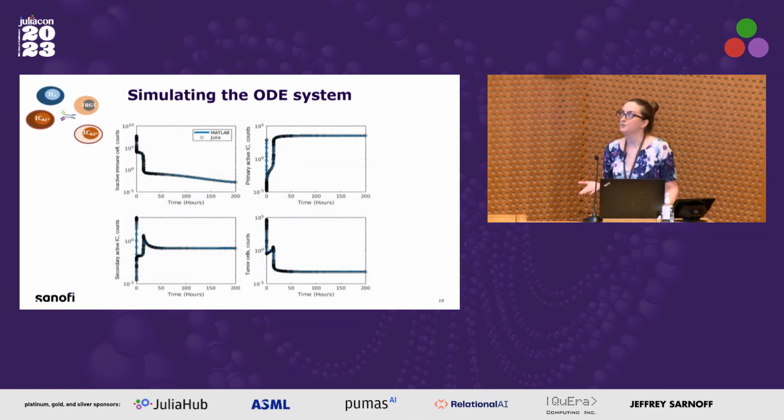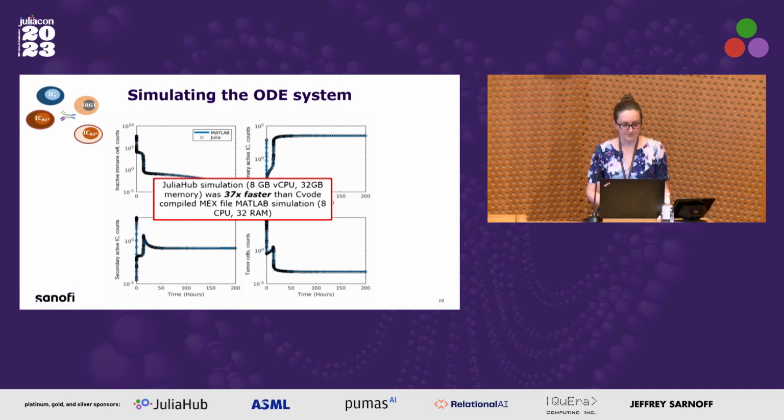After we defined our function in Julia, we wanted to make sure that, since we had the model in MATLAB already, there was alignment across the two. So we performed a simulation with 3 immune cell types, the target, and 1 dose of drug, and we simulated over 200 hours. On the screen, I've plotted the cell counts and also the MATLAB and the Julia results at the same time. There's really great alignment.